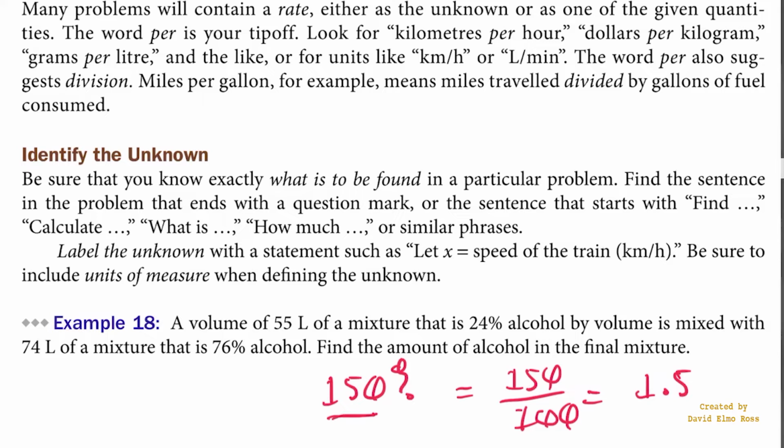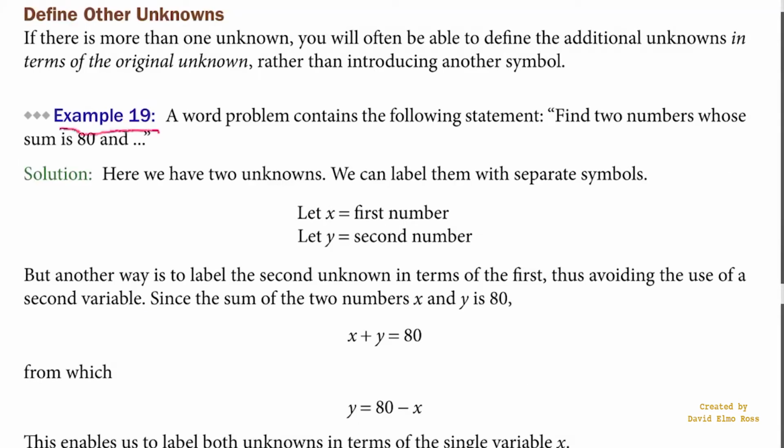If they're greater than 100, it's just going to be whatever the number is divided by 100, and that's just going to shift the decimal place, as you can see here. Let's look at example 19 here. A word problem may have something like, find two numbers whose sum is 80. So what you're going to need is two variables.